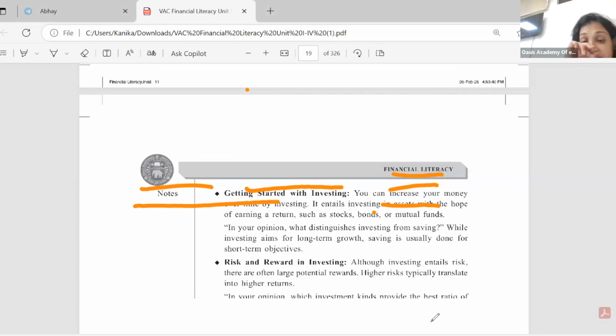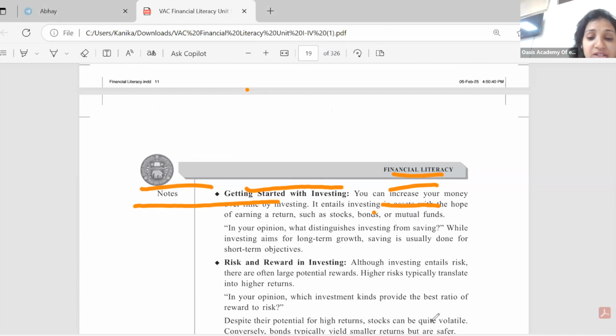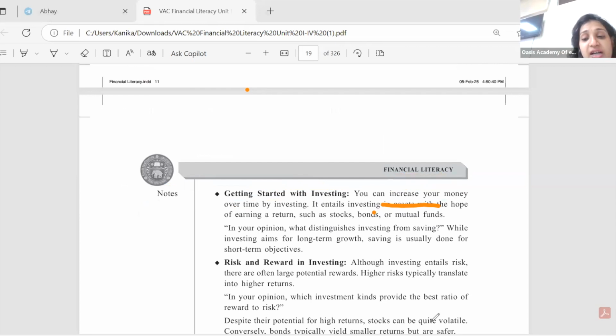Then how will you start investing? You have saved now. Savings are done. Now after savings, what will you do? You will start investing. You will start your investments. How will you start your investments?